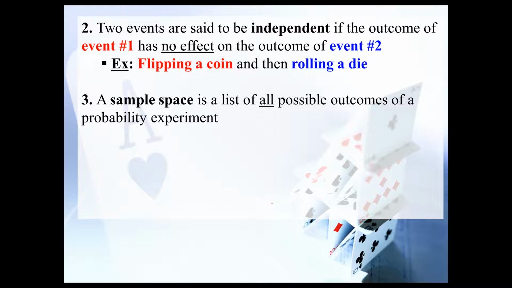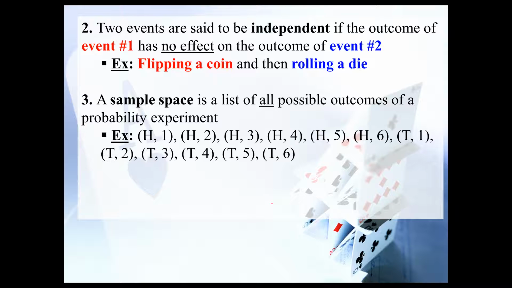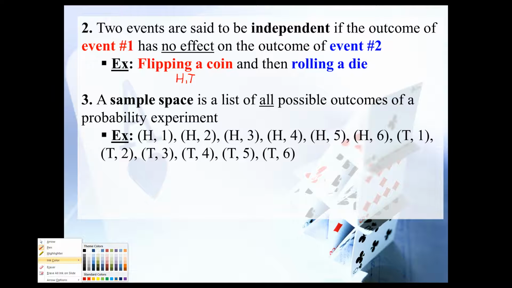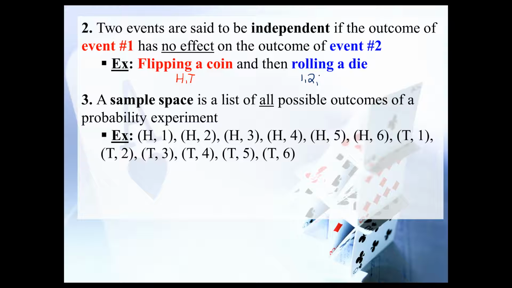3, a sample space is a list of all possible outcomes of a probability experiment. So for example, let's say we actually did the 2 outcomes listed above. So we flipped a coin and then we rolled a die. So if you flip a coin, there's 2 possible outcomes. You can either obtain heads or you can obtain tails. It's going to be one or the other. Or if you roll a die, there are 6 possible outcomes. You have 1, 2, 3, 4, 5, and then 6.